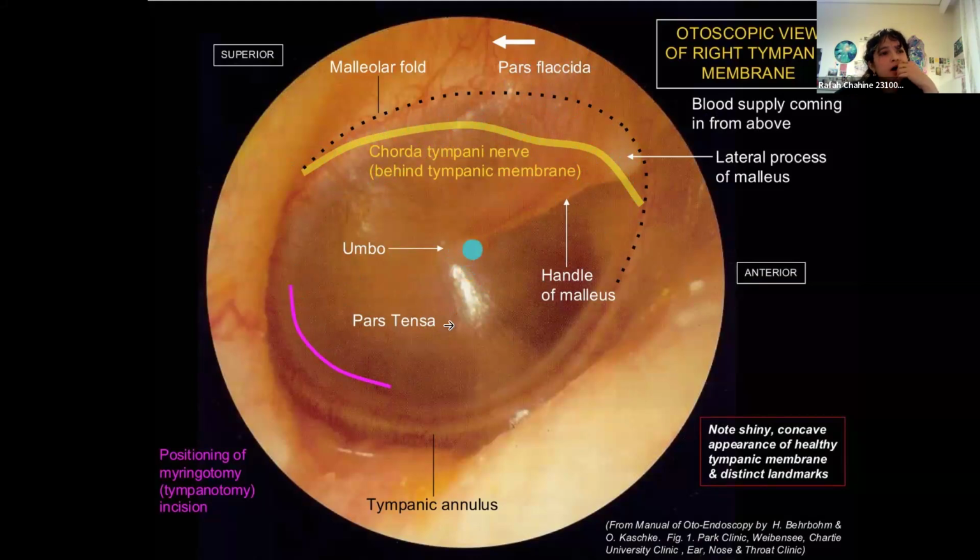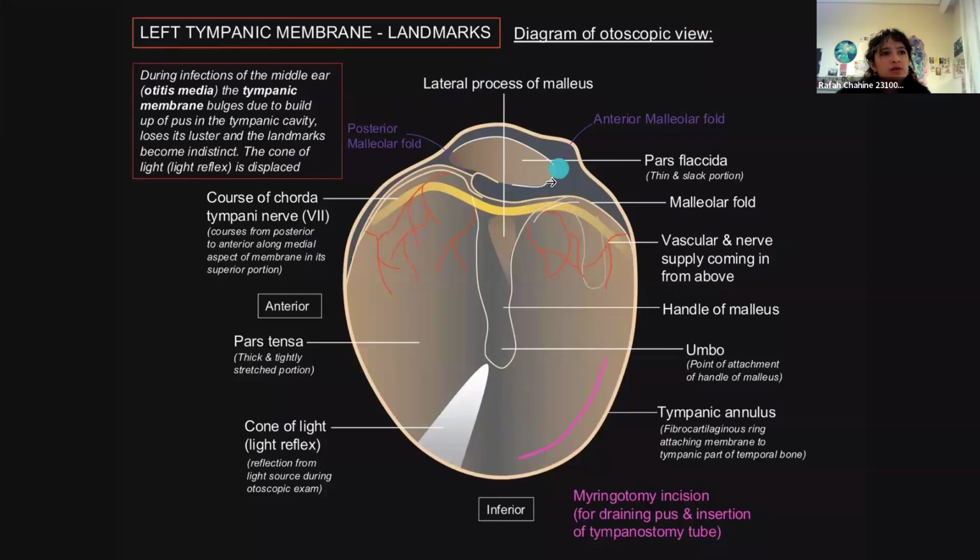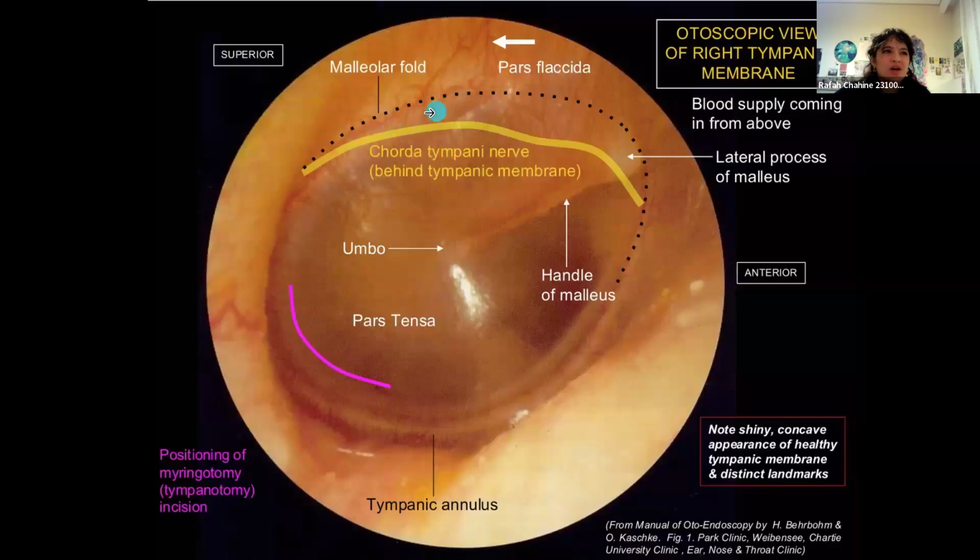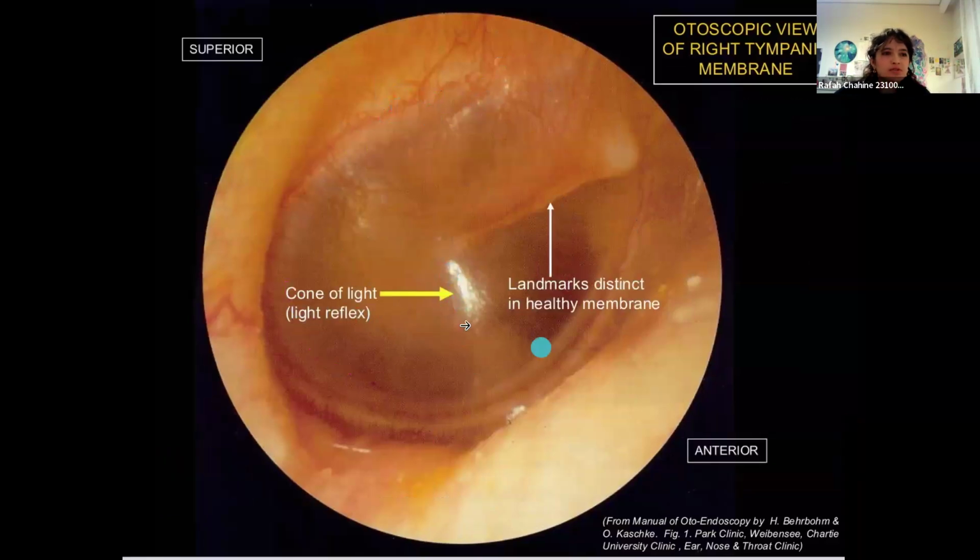And yeah, one other thing that we need to note is this very important cone of light, or the light reflex. You need to make sure that you can appreciate this light reflex. It is very important. And the malleolar folds, we said that we have the anterior malleolar fold over here, and then the posterior one over here. I don't think they're going to ask you to actually differentiate between the malleolar folds. So this is just another picture, the cone of light, they're just highlighting that, and these landmarks are going to be visible in a healthy tympanic membrane.